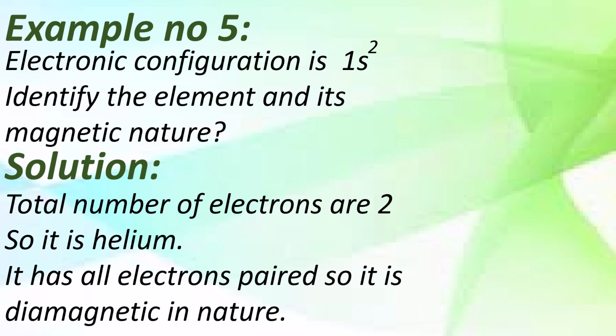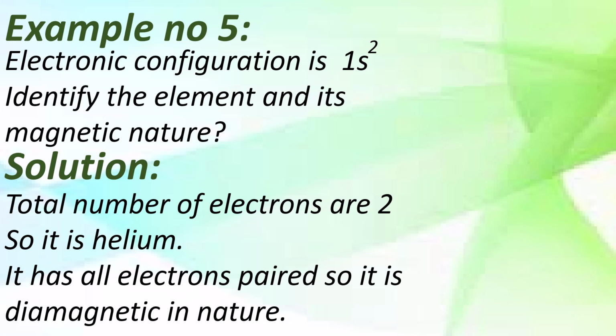Example number 5. The electronic configuration is 1s2. Identify the element and its magnetic nature. So this is a very simple question. The s orbital is spherical in shape. One electron is clockwise, the other electron is anti-clockwise. So it cancels the effect and it is diamagnetic in nature.